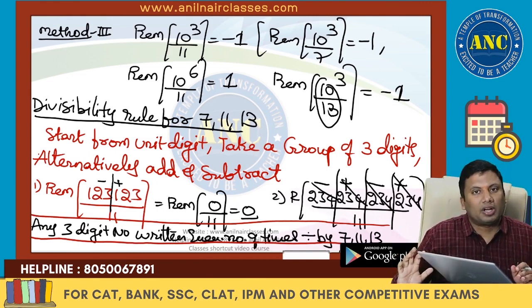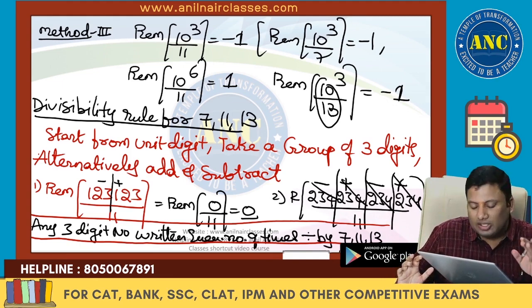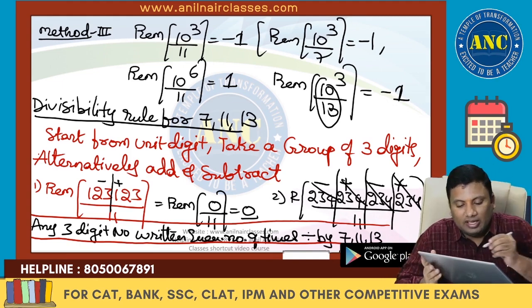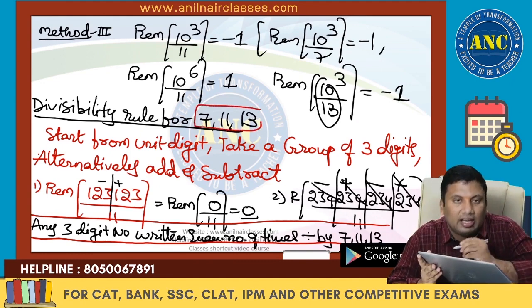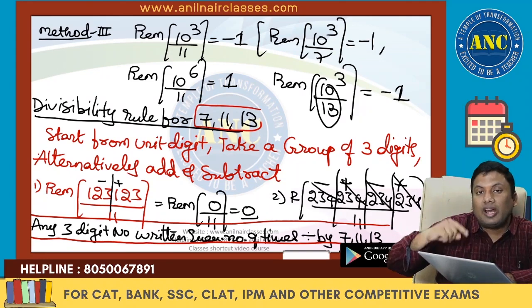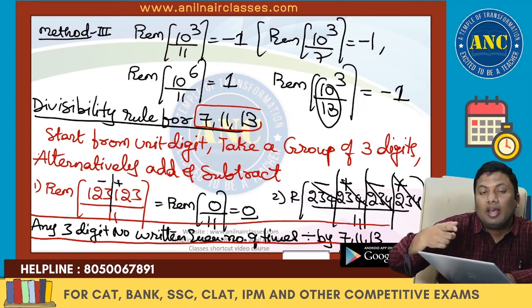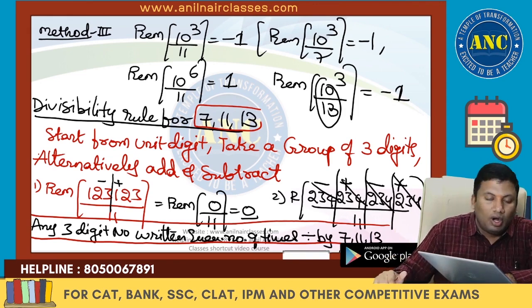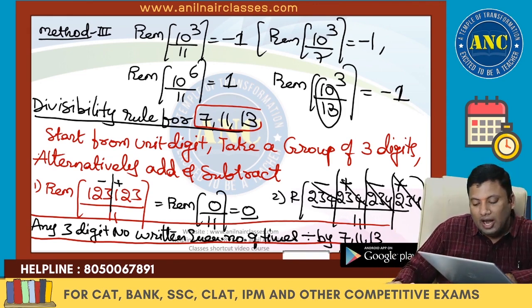Extremely important concepts. Only if you know these concepts can you solve a lot of problems very, very quickly. I have discussed these in detail for the enrolled students when I was discussing the divisibility rule for a prime number, and I also discussed the divisibility rule of any prime number by using the theory of oscillation. I hope it is clear. Any 3-digit number written an even number of times is always divisible by 7, 11, 13.